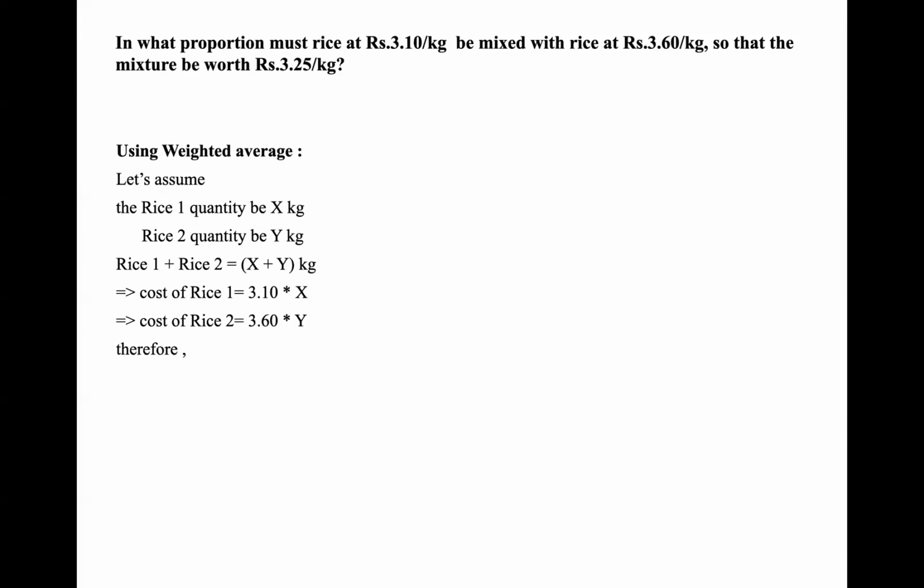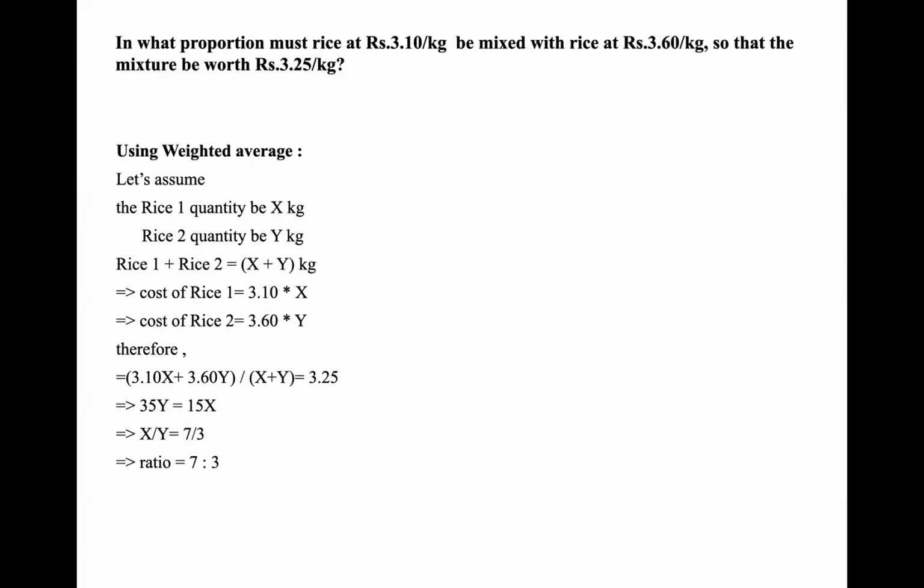So therefore we can equate like this: 3 rupees 10 paise into x plus 3 rupees 60 paise into y divided by x plus y will give you 3 rupees 25 paise. So when you solve this, you will get x by y is equal to 7 by 3. So the ratio is 7 is to 3.